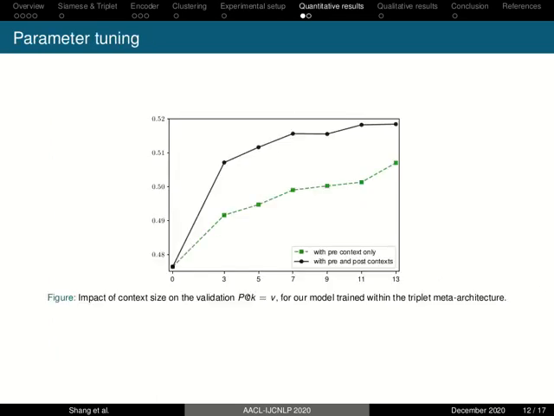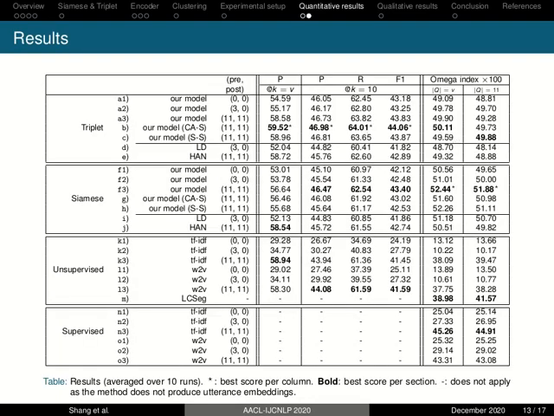We tried different context sizes on the validation set under two settings, with pre-context only and with pre plus post contexts. Results clearly show that the second one is much better than the first one, and increasing C always brings improvement with diminishing returns. We select 11-11 as our best context sizes. Results on the test sets, averaged over 10 runs, are shown in this table.